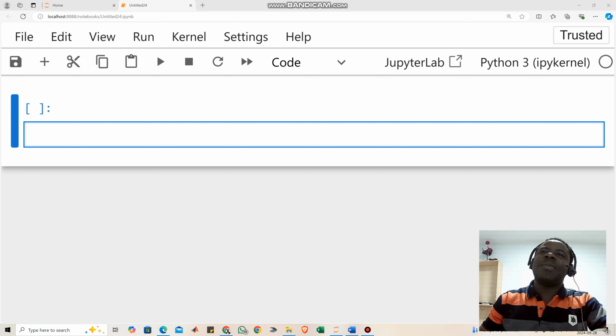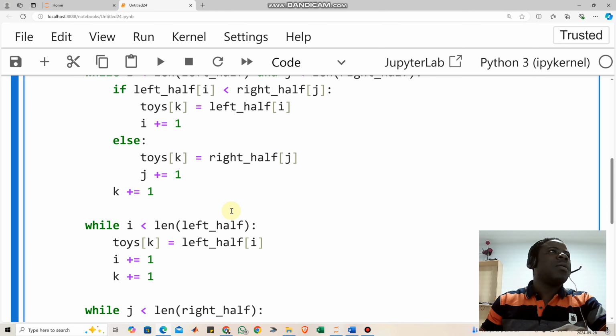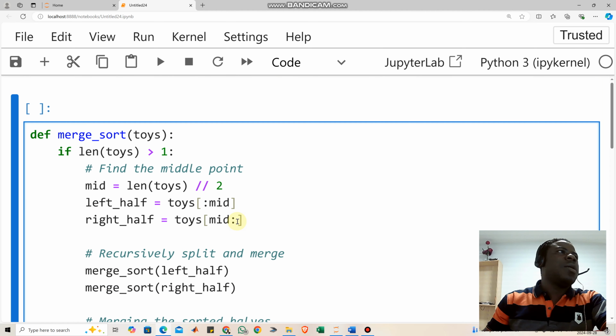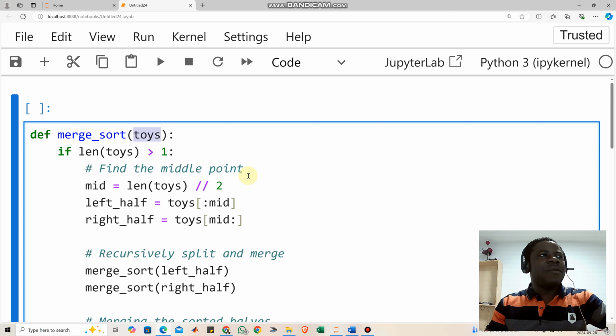Now, I have a snippet here to demonstrate what I'm talking about. If you look at this snippet, they are a set of toys, and I have the size of each toy. Now, the first thing is to find the middle point. When you get the middle point, then you split it into two, half to the left, half to the right.